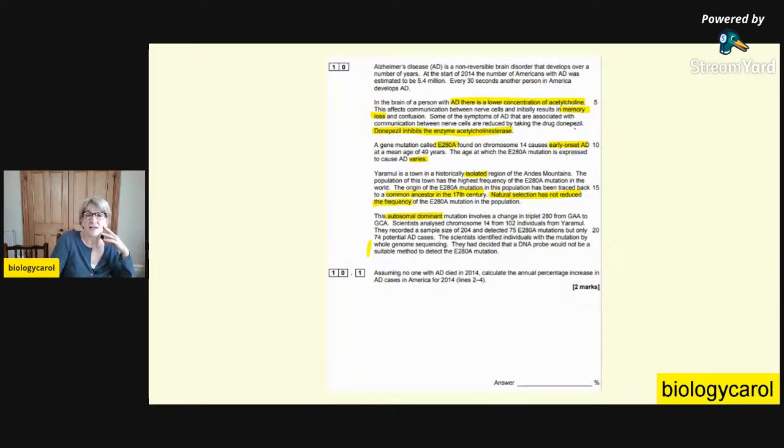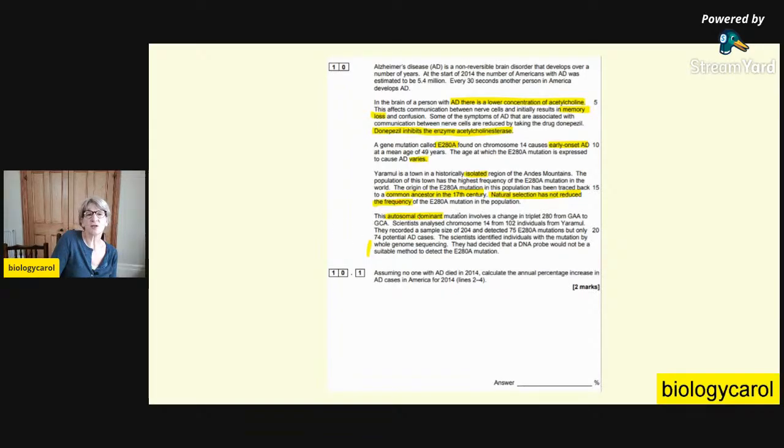They're given donepezil, and this inhibits the enzyme acetylcholine esterase, which of course is the one that breaks down acetylcholine so that it can be recycled by the synapse, as it were. But if it inhibits that acetylcholine esterase, it's going to keep more acetylcholine there. That's what my brain was thinking.